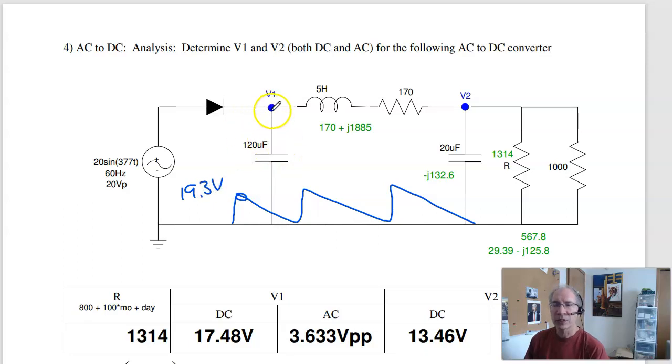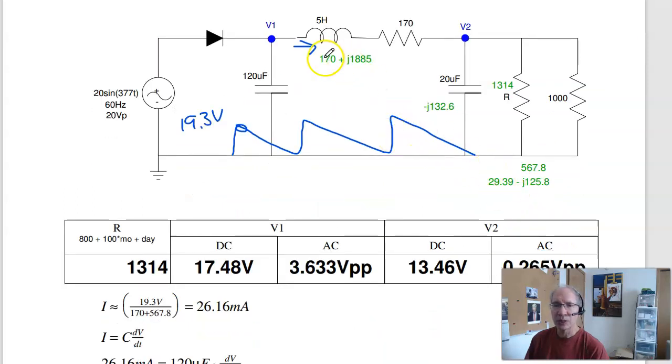Doing worst case analysis, the current then is 19.3 volts over 170 plus these 2 in parallel. These 2 in parallel give you 567 ohms. So the current becomes 26 milliamps.